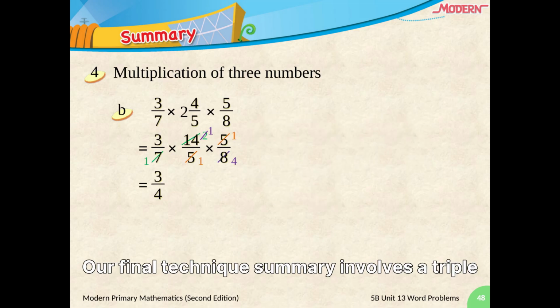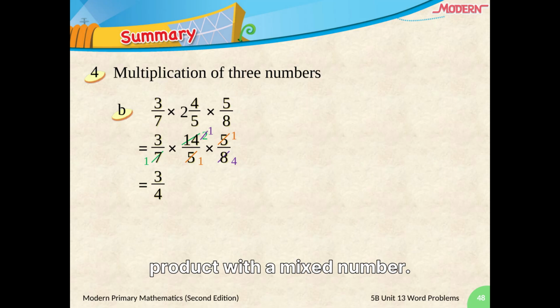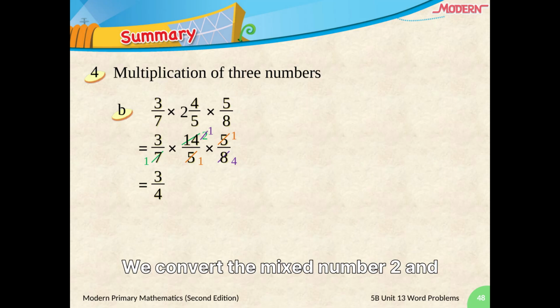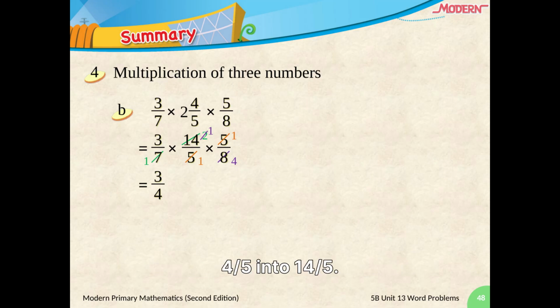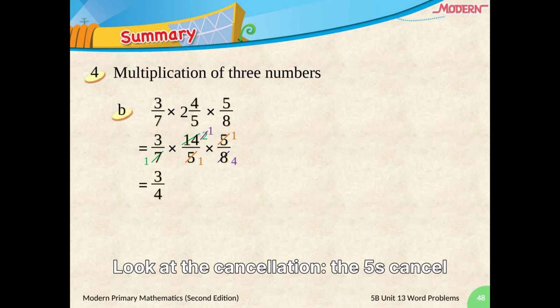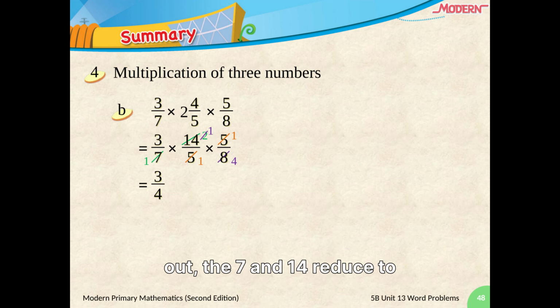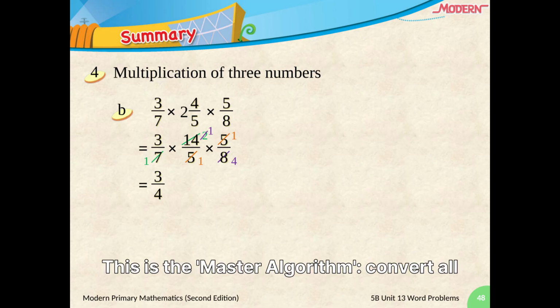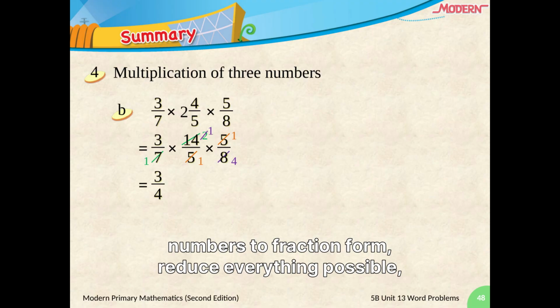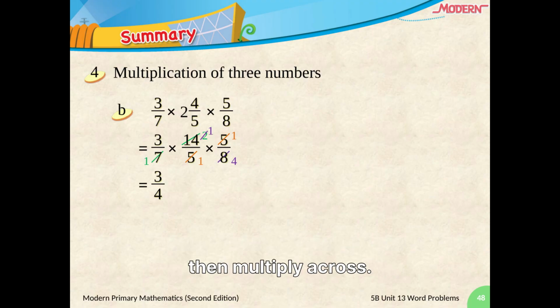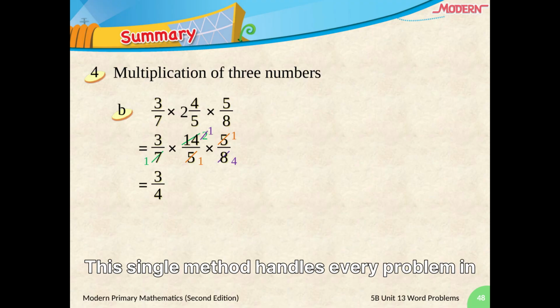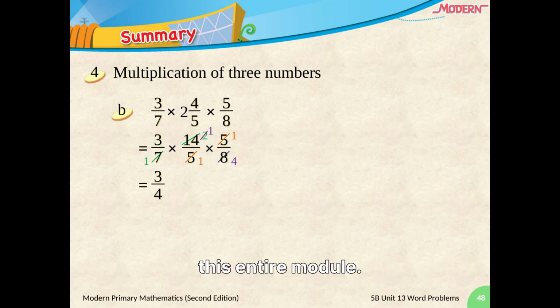Our final technique summary involves a triple product with a mixed number. We convert the mixed number 2 and 4/5 into 14/5. Now we have a chain of 3 fractions. Look at the cancellation. The 5s cancel out, the 7 and 14 reduce to 1 and 2, and the 2 and 8 reduce to 1 and 4. We are left with 3 over 4. This is the master algorithm. Convert all numbers to fraction form, reduce everything possible, then multiply across. This single method handles every problem in this entire module.